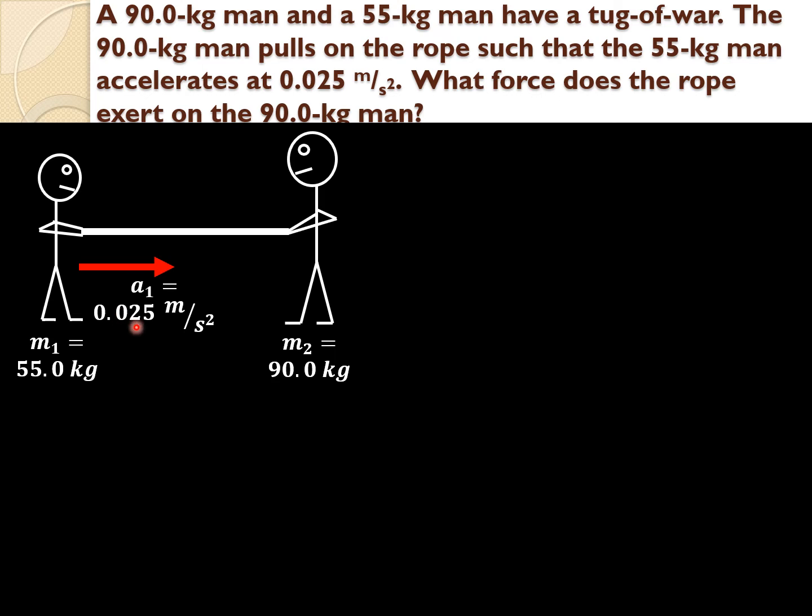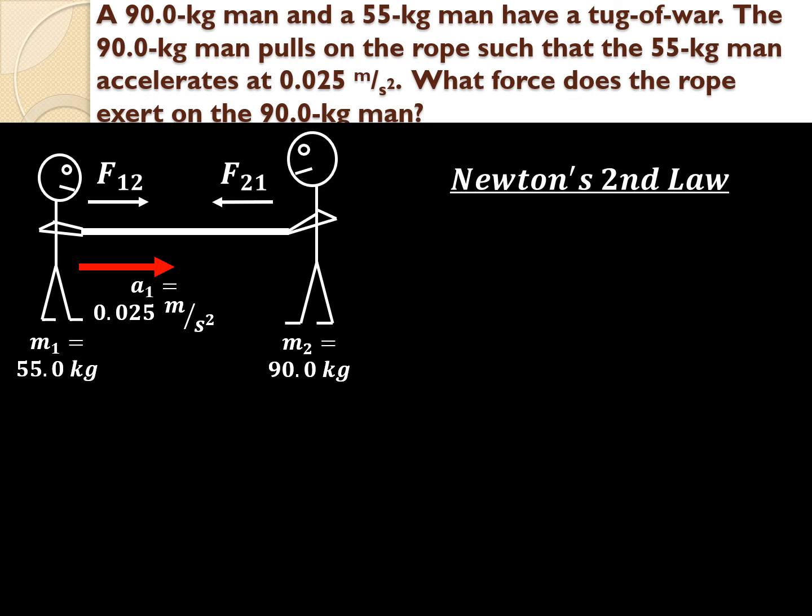So we've got this guy over here, 55 kilograms. He's accelerating to the right at 0.025 meters per second squared. Then we've got the 90-kilogram guy over here that's also pulling on the rope. Because they're both pulling on the rope, they both have a force in tension on the rope, and the rope is pulling each one of these guys. So this guy's being pulled to the right, this guy's being pulled to the left, and both of these forces are going to be equal because the tension in the rope is going to be constant throughout.